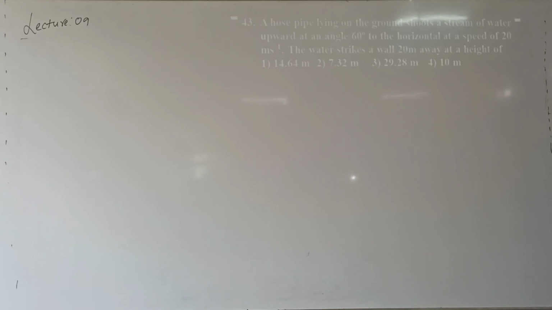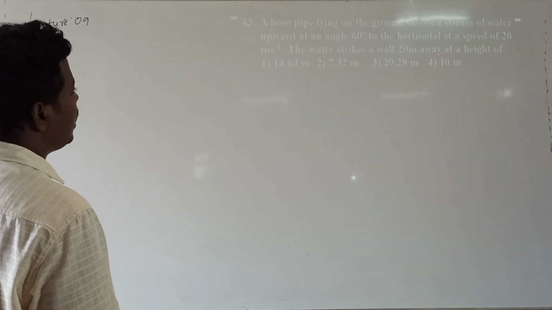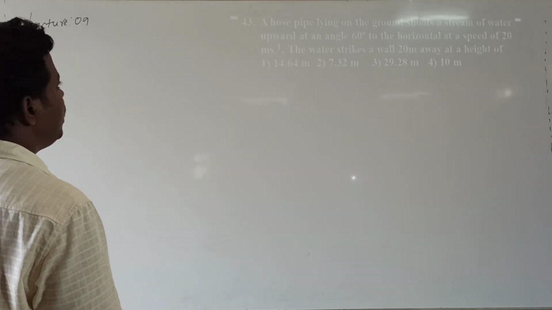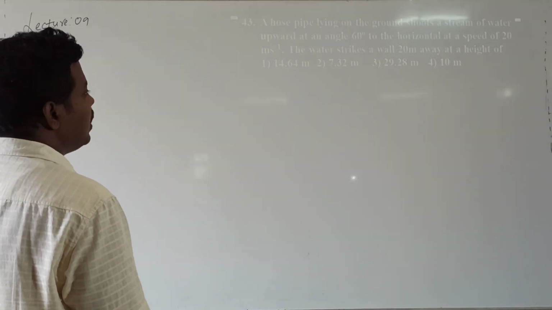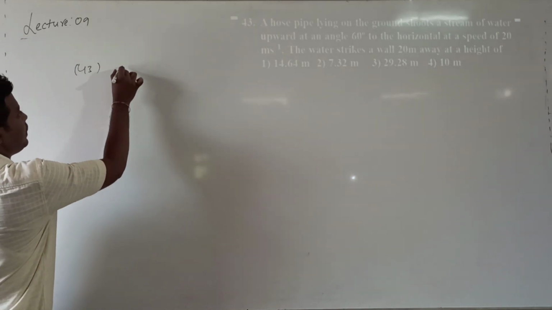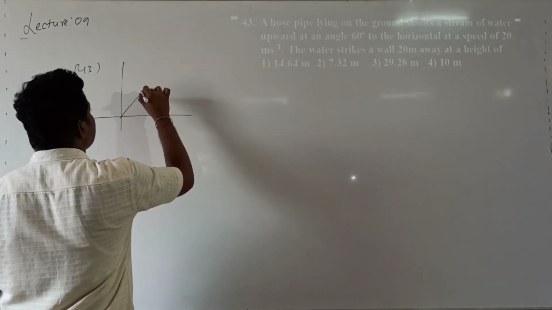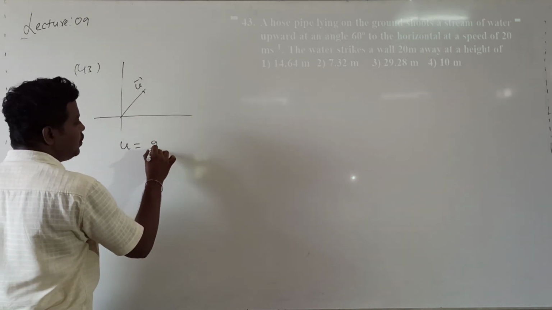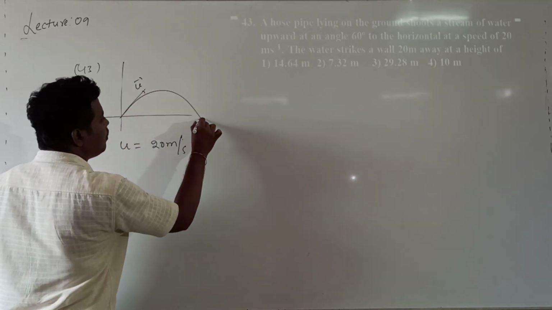Question number 43. A hose pipe lying on the ground shoots a stream of water upwards at an angle of 60 degrees to the horizontal with a speed of 20 meters per second. The water strikes a wall 20 meters away at some height. So this water pipe is shooting the water at an angle, angular projection with a velocity u of 20 meters per second. The path followed by the water will be a parabola.